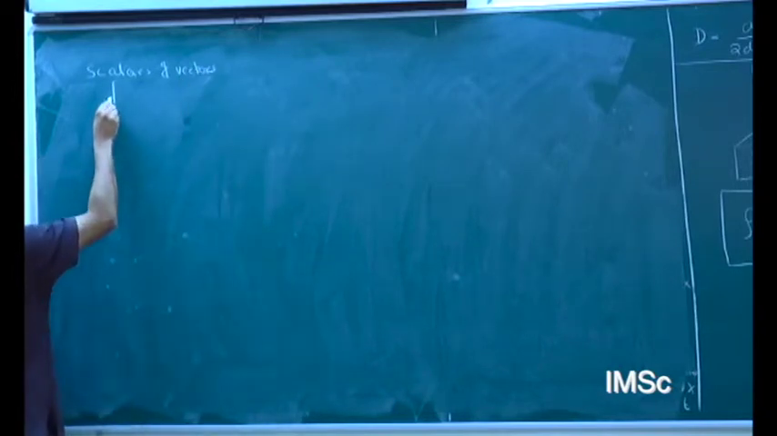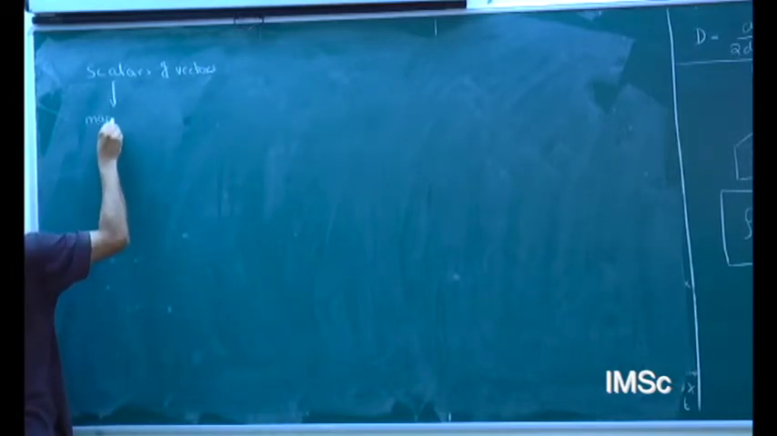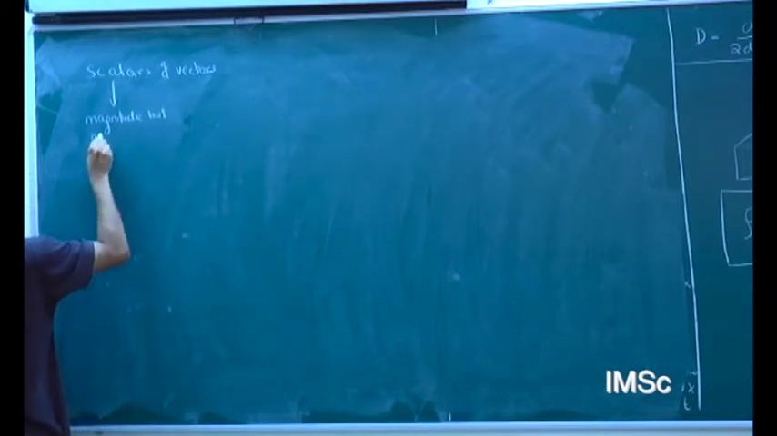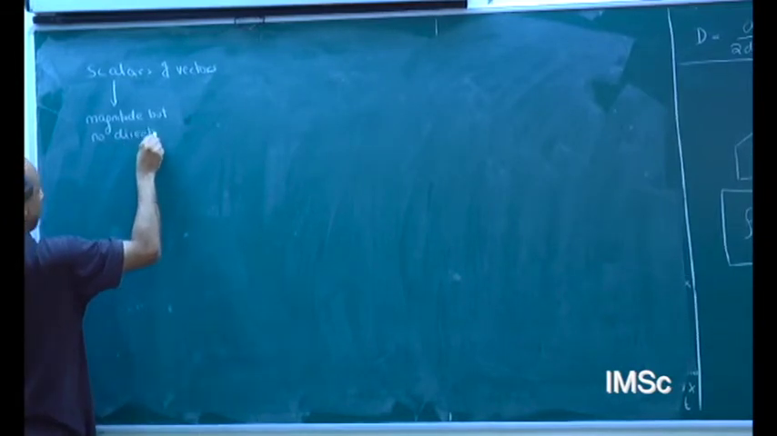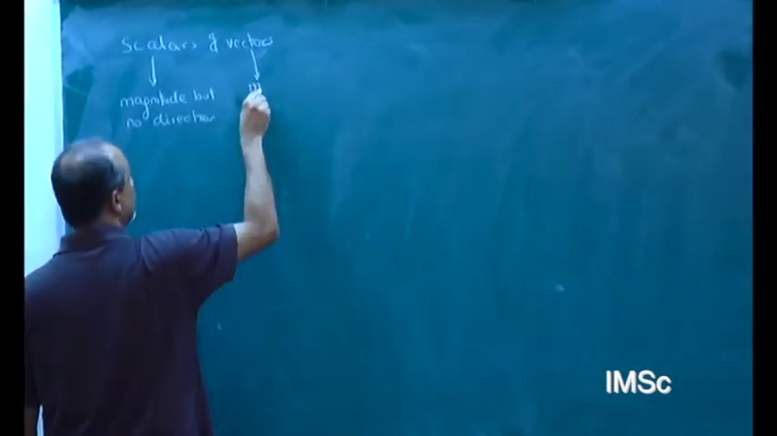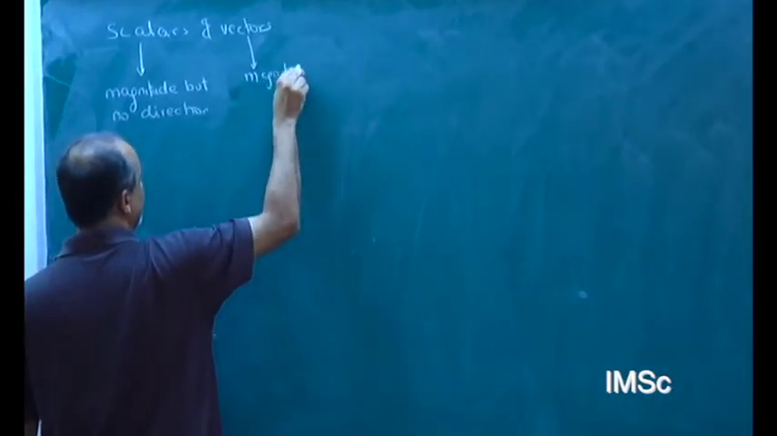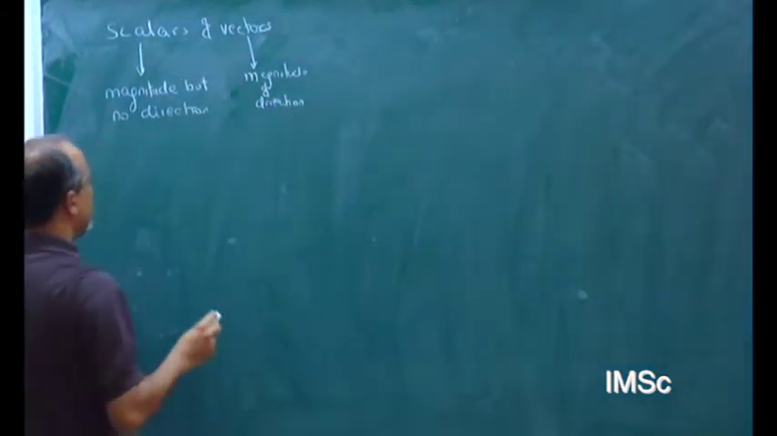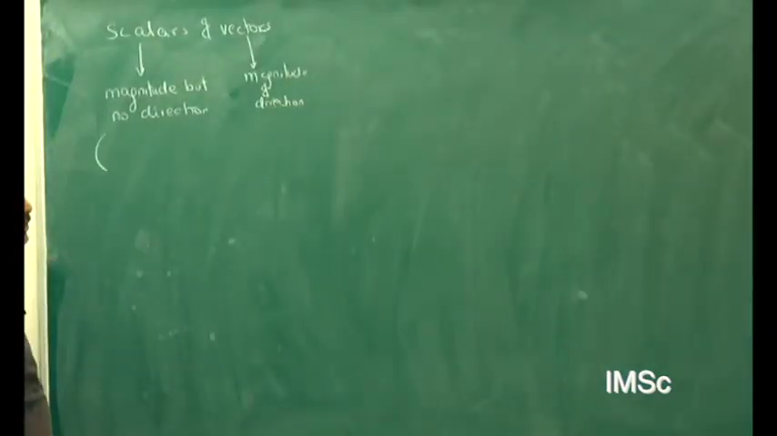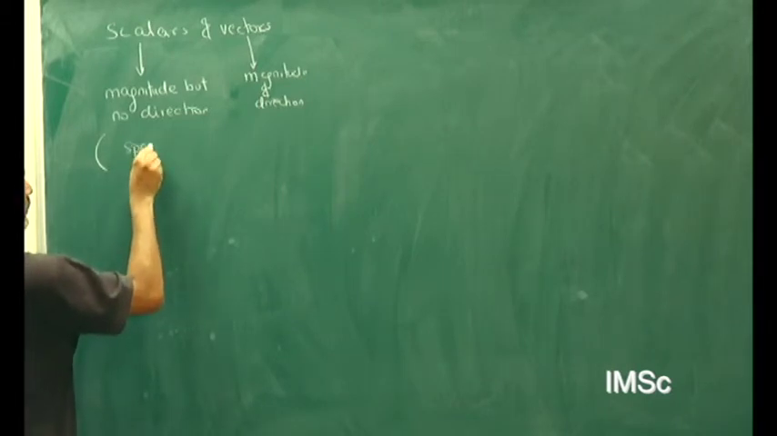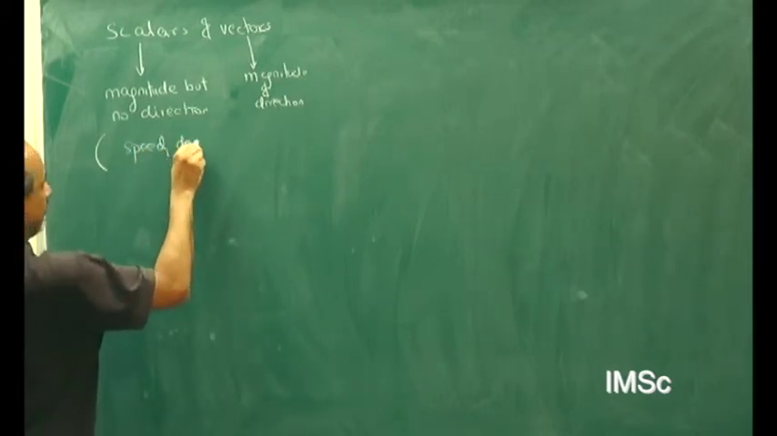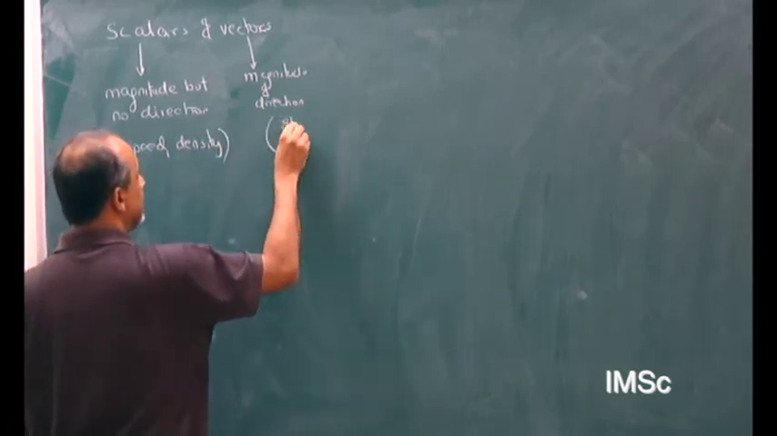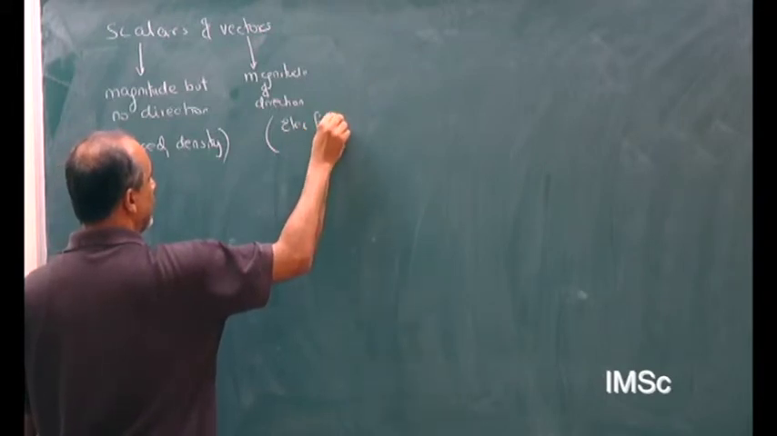A scalar is a quantity with a magnitude but no direction, whereas a vector is a quantity with both a magnitude and a direction. For example, a quantity with a magnitude but no direction is something like a speed or a density, whereas a quantity with magnitude and direction would be like an electric field or a velocity.